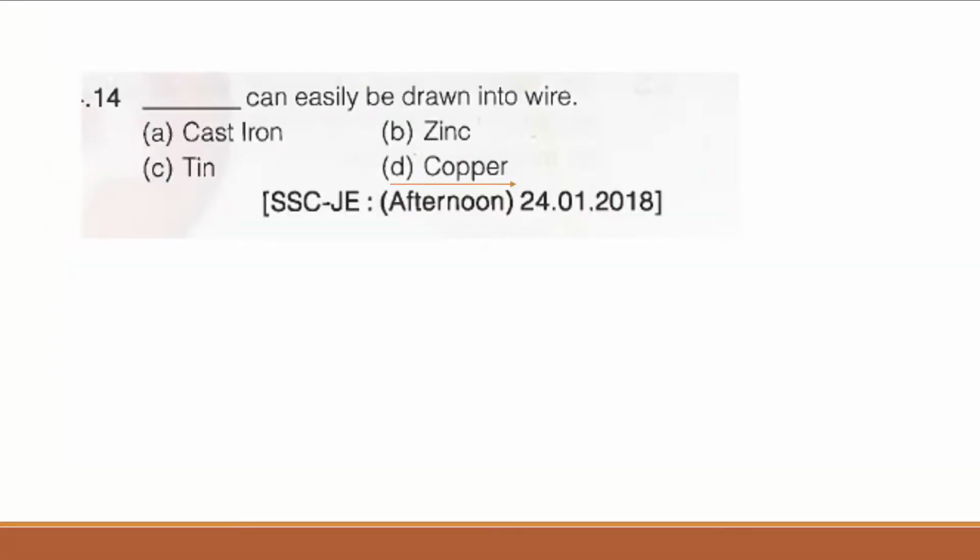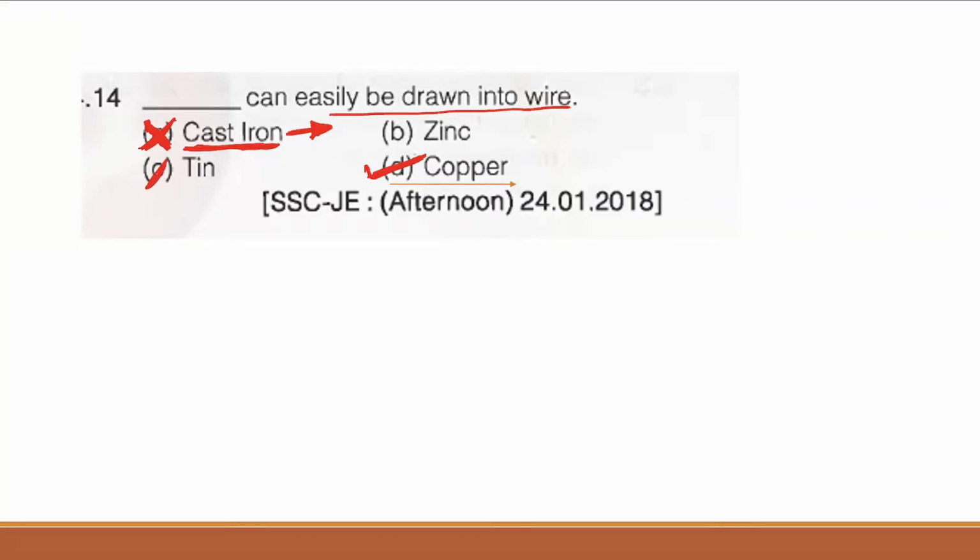Now question number 14. Which can be easily drawn into wire? Guys, this is a very easy question. Copper can be easily drawn into wire. We have not seen cast iron. Cast iron is basically used in railways. Railway bogies are made up of cast iron. Cast iron does not have any ductility, it is brittle, so this is eliminated.